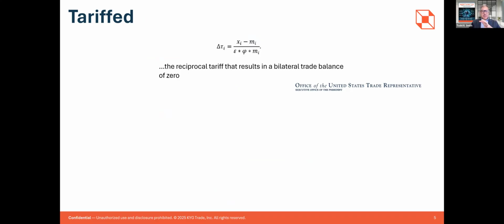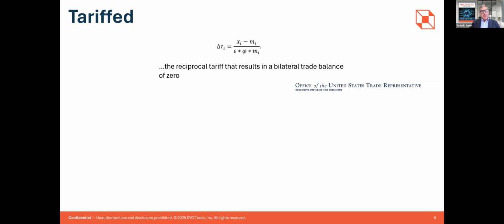I didn't want to write the long description of what that means, so I'm going to just read you a snippet of it. It talks about the decrease in imports due to a change in tariffs equals delta tau sub i times epsilon times pi times m sub i less than 0, assuming that offsetting exchange rate and general equilibrium effects are small enough to be ignored. The reciprocal tariff that results in a bilateral trade balance of 0 is the formula that you're seeing before you.